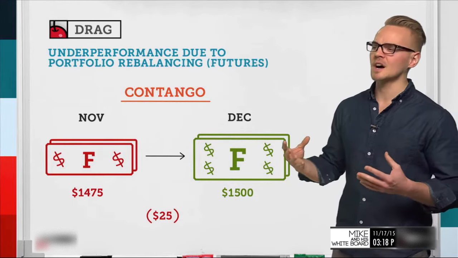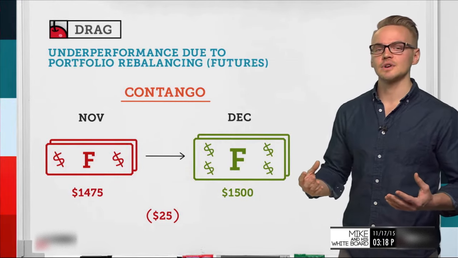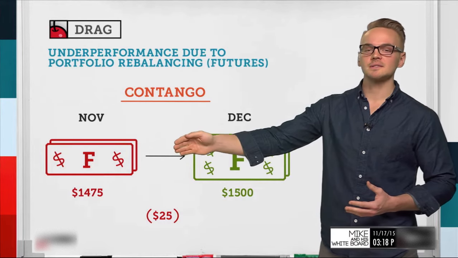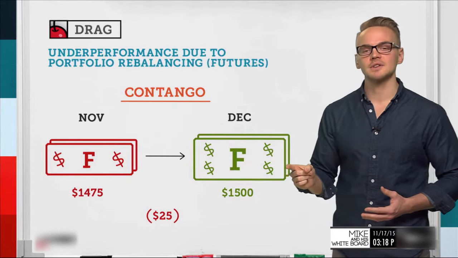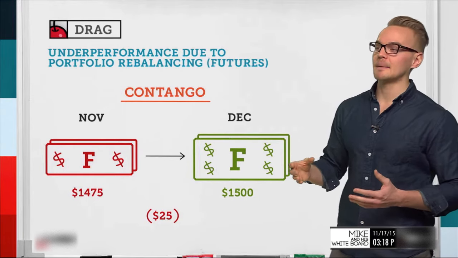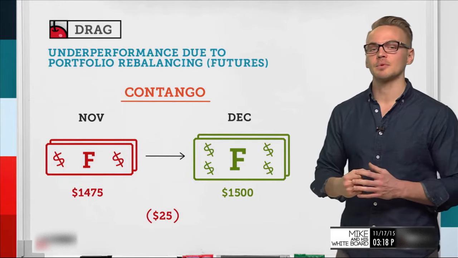So because of this, it's going to create a negative drag because, like I just said, we can't take these 100 contracts and translate it exactly into 100 contracts in December. We don't have enough capital to do so. So because of that, I now have a drag on my performance.